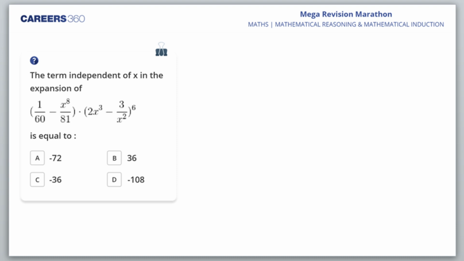The term independent of x in this expansion. Come on, students, I want your answer. Because more calculative questions are there today. So we'll be doing 10 questions in all. So 1 by 60 into the term independent of this. What do you get? Term independent of this. Tell me. This term would be multiplied to the term independent of x.